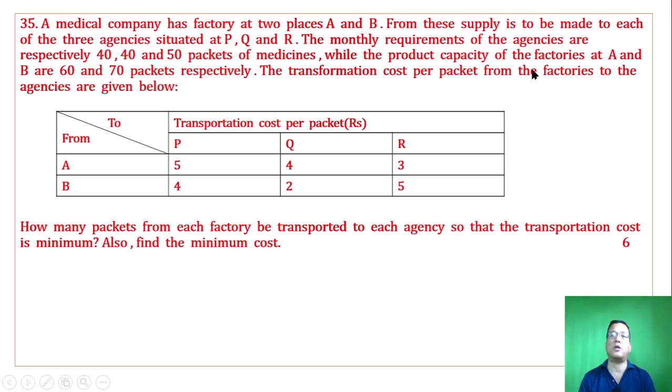While the production capacity of the factories at A and B are 60 and 40 packets respectively.